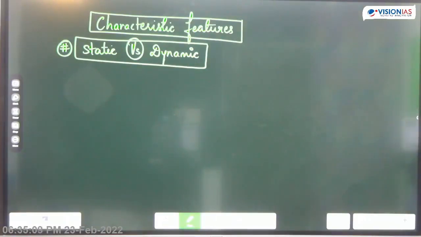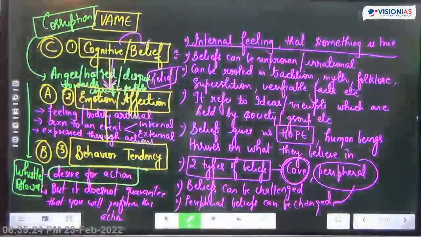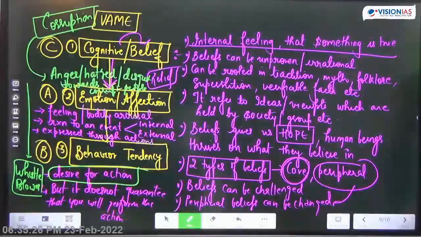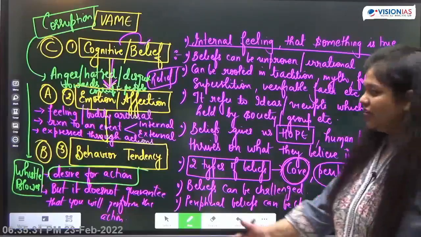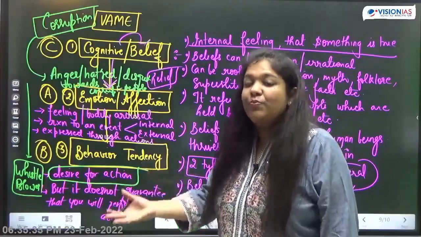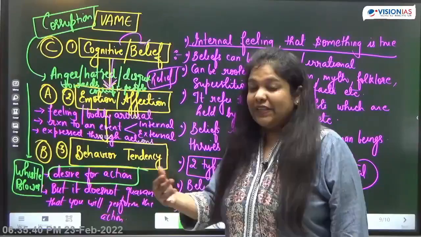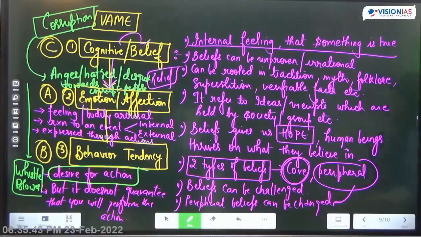Next point. You have a tendency to perform certain behavior. That is behavioral tendency. अरे behavioral tendency तो है कि you have a tendency to behave, that is desire for action. यही तो है third point. Desire for action, behavioral tendency. You have a tendency to behave. That is, a desire for an action is generated, but that does not guarantee that you will perform the action or not.